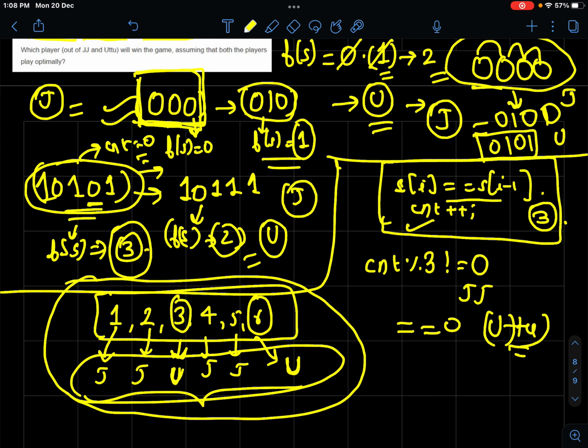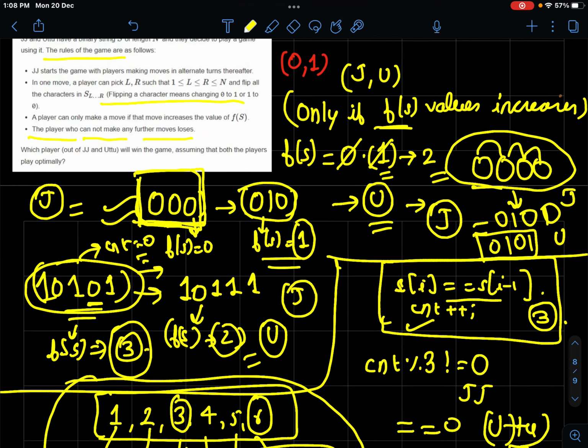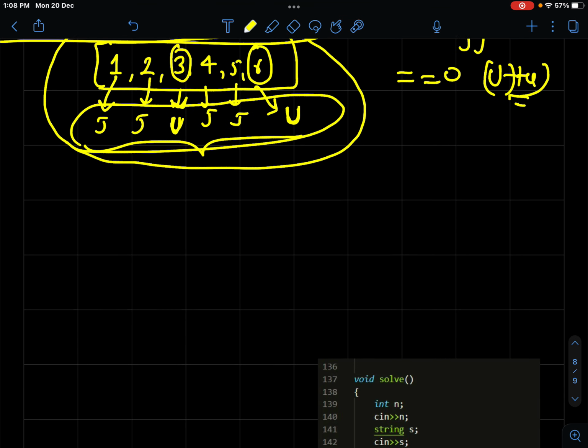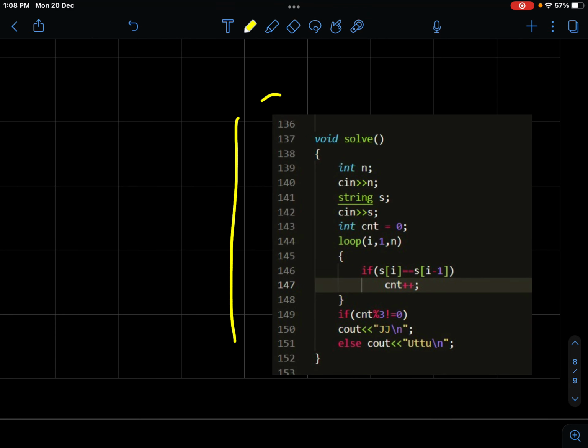So I hope you got this question. It is a simple, beautifully designed observational question, like calculating about the adjacent elements and those things. So let's move towards the code of this problem. As you can see, it is quite a short code. We are taking integer n and string s as input. Now we are maintaining a count which is initially 0.